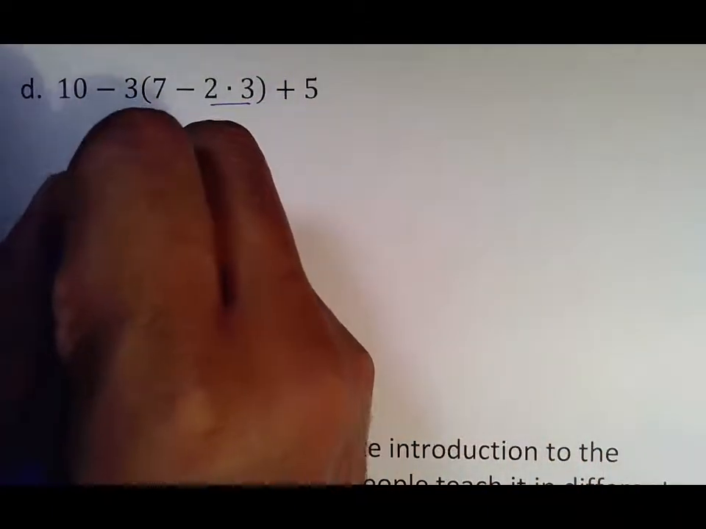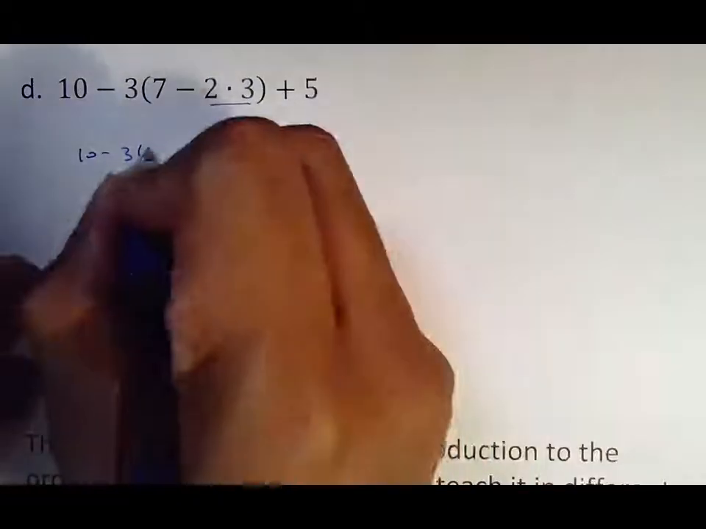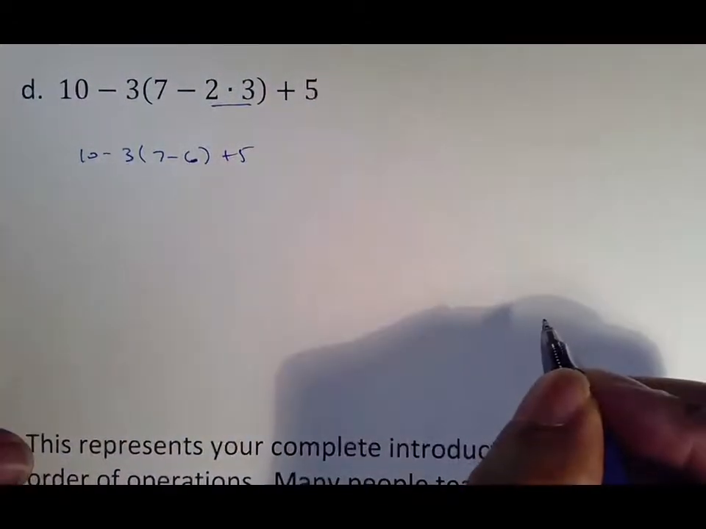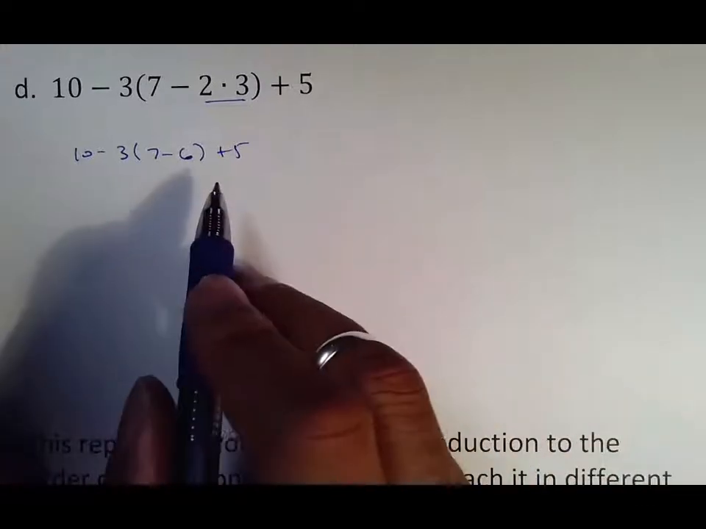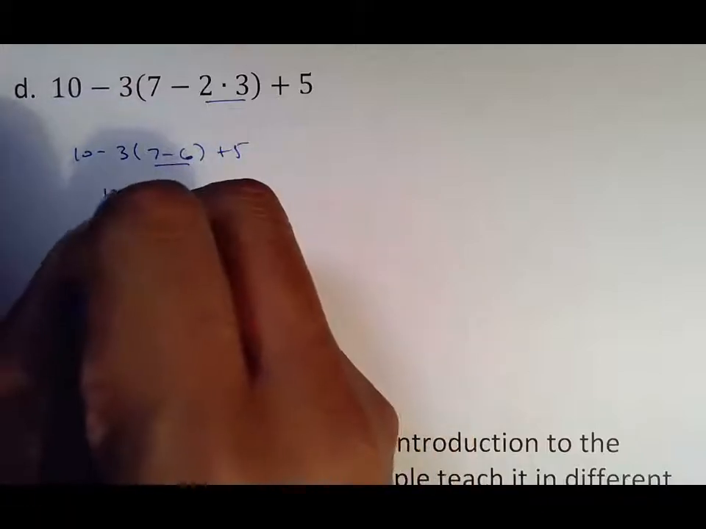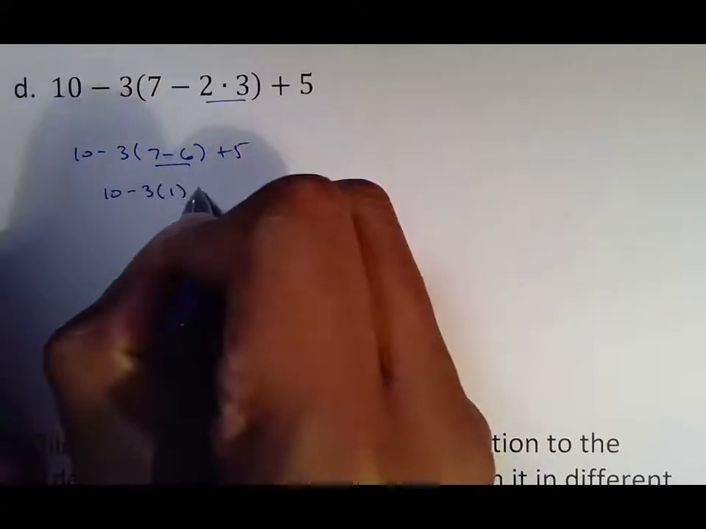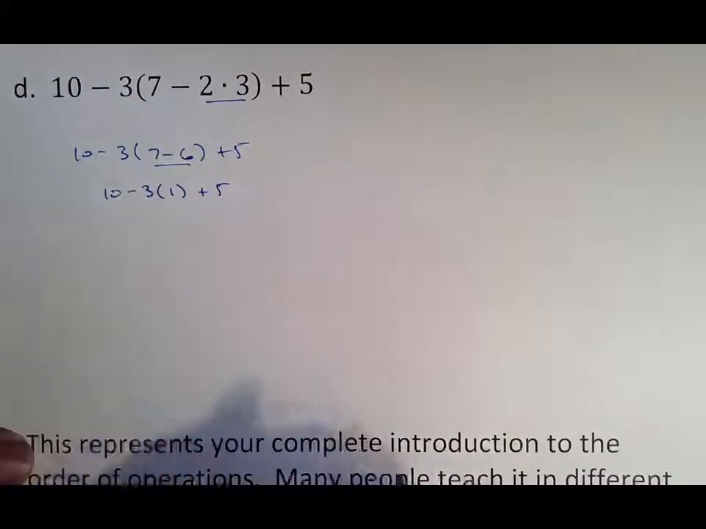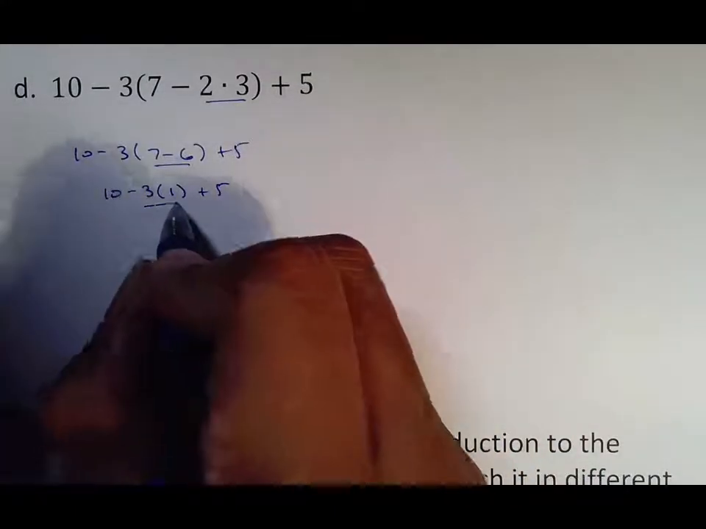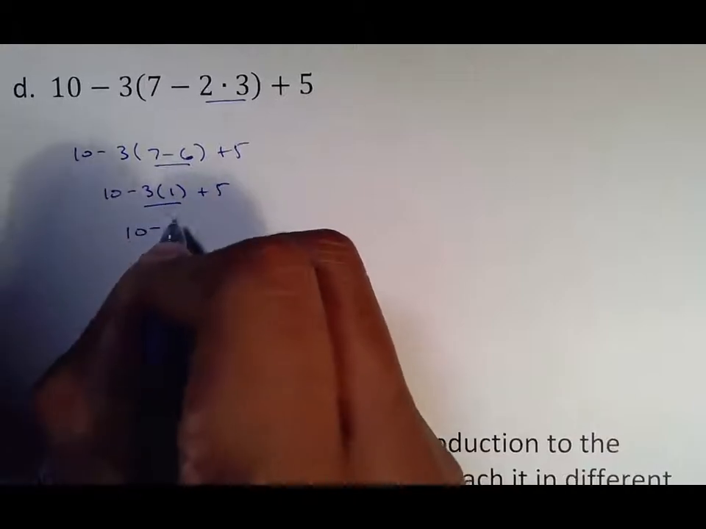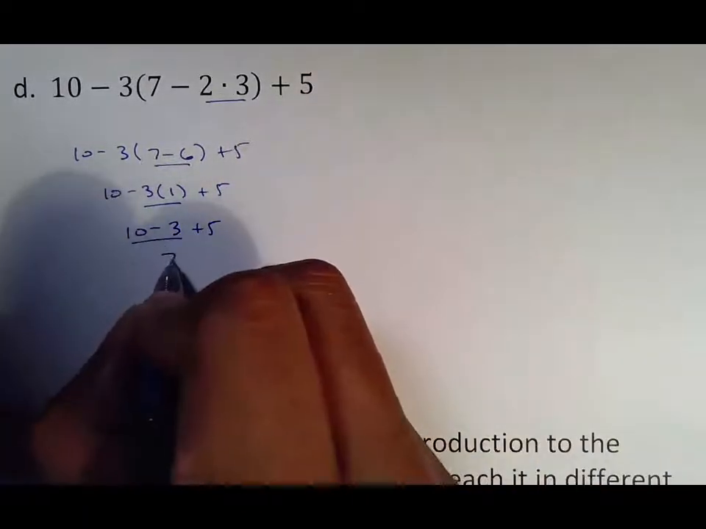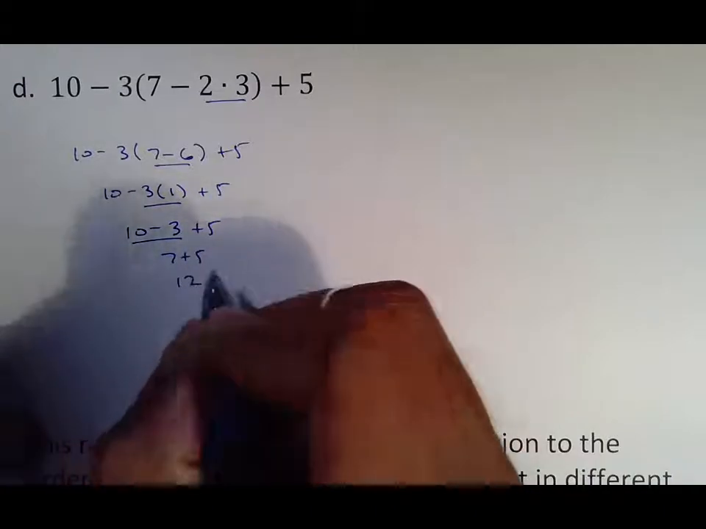And so we would do 10 minus 3 parentheses, 7 minus, that becomes 6, plus 5. We would then take this and say, okay, we need to do these 7 minus 6 because it's inside of parentheses. Again, we don't do anything until our parentheses is broken down to one number. Now we get down to what we did before. No floating numbers, but there is a multiplication step there. So 10 minus 3 times 1 is 3, plus 5. 10 minus 3 turns into 7, plus 5, which is 12.